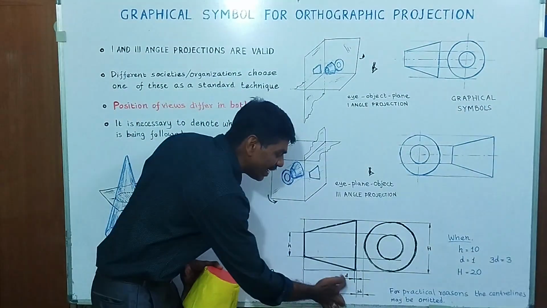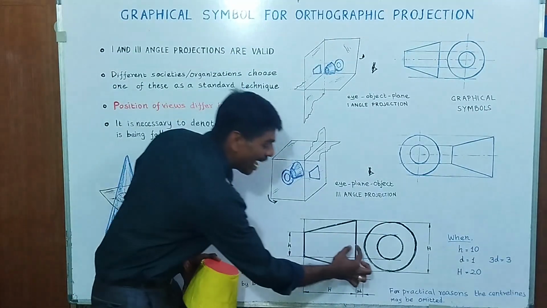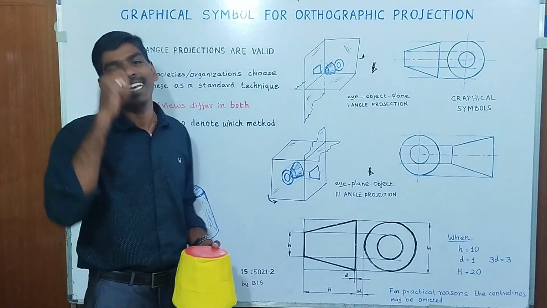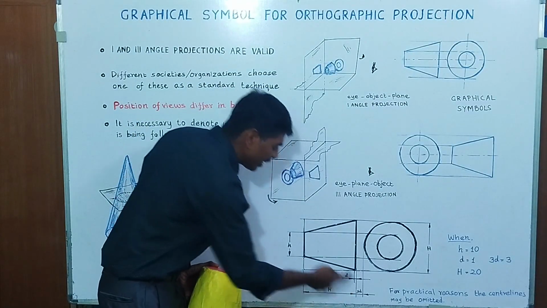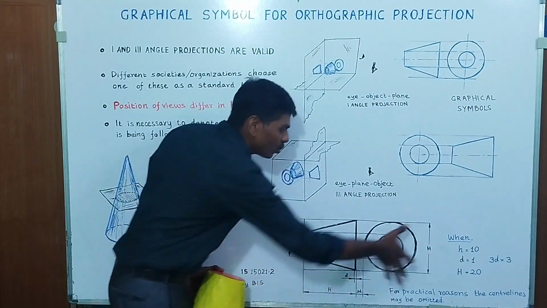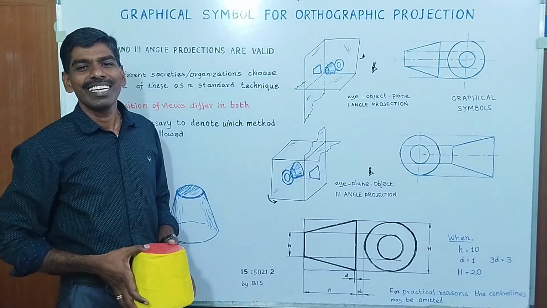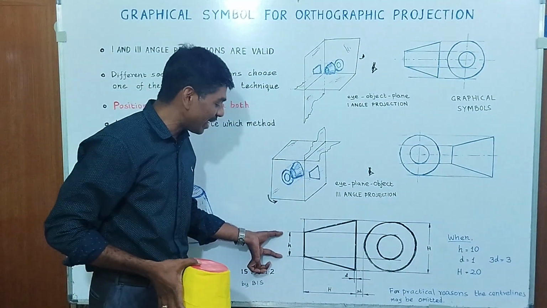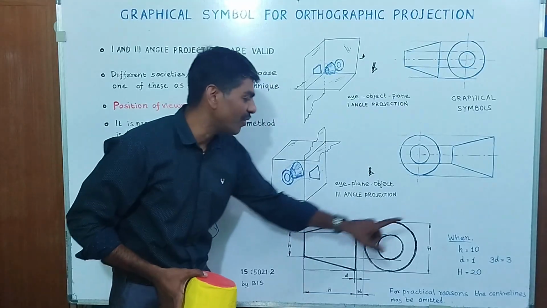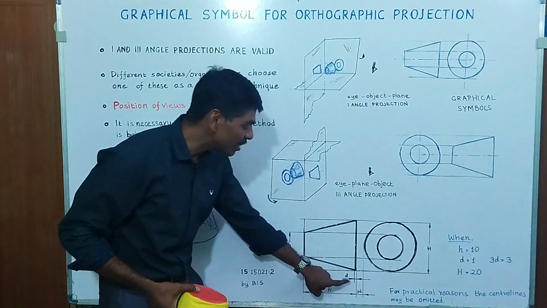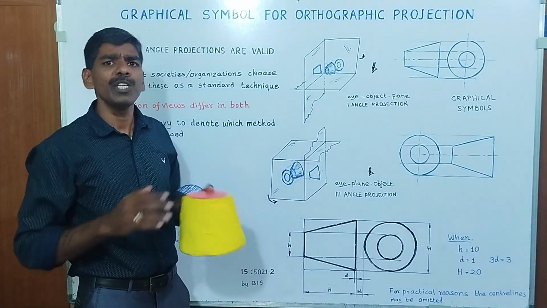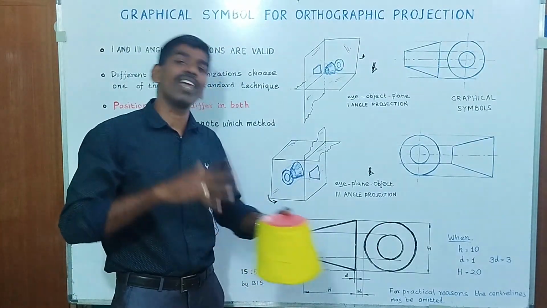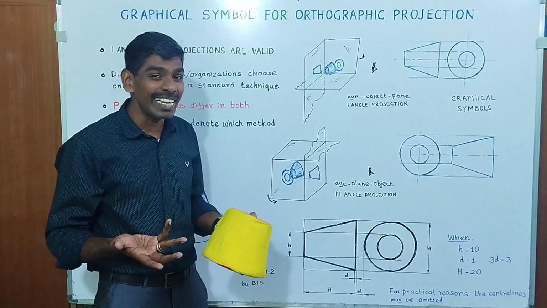Let that be d. And this gap should be 3 times the thickness. So, if you consider this to be d, this is 3d, this is h, and these two are capital H. Assuming this to be 10, then this has to be 20. This is 1 and this is 3. By this method, you can create the symbol of any size according to the need.